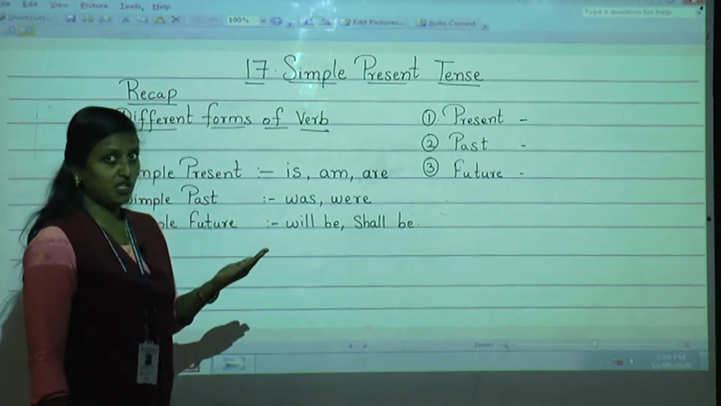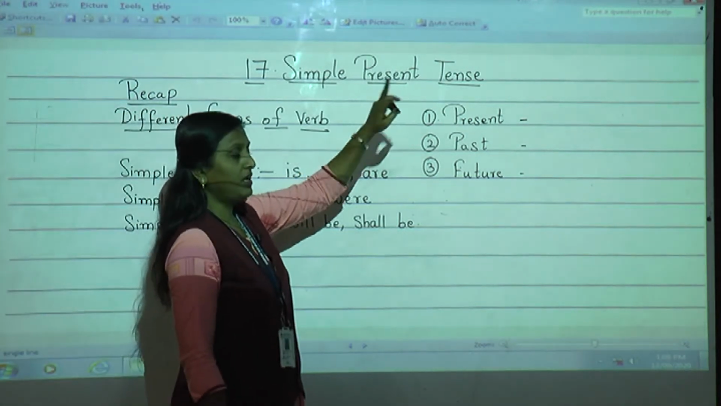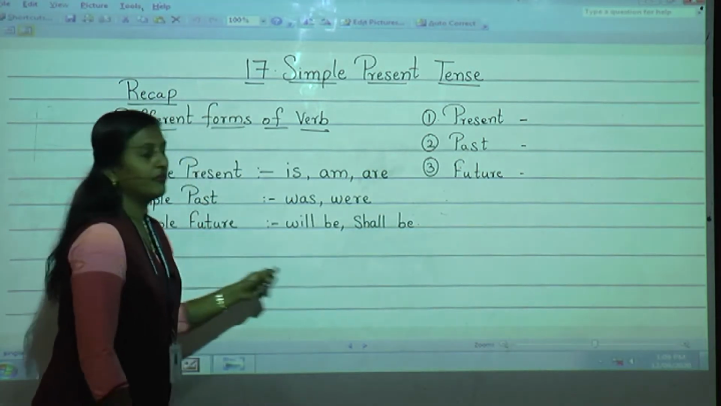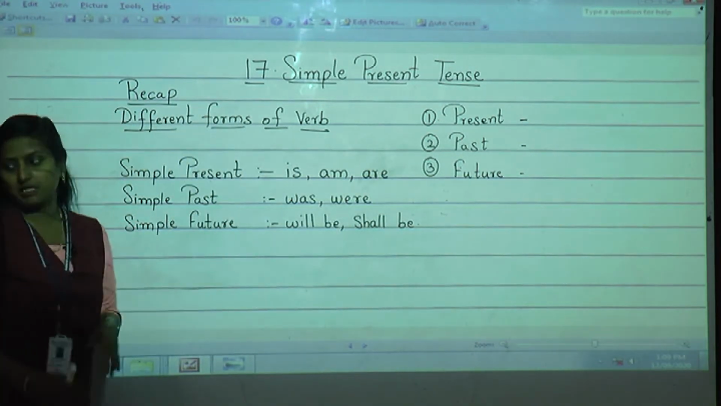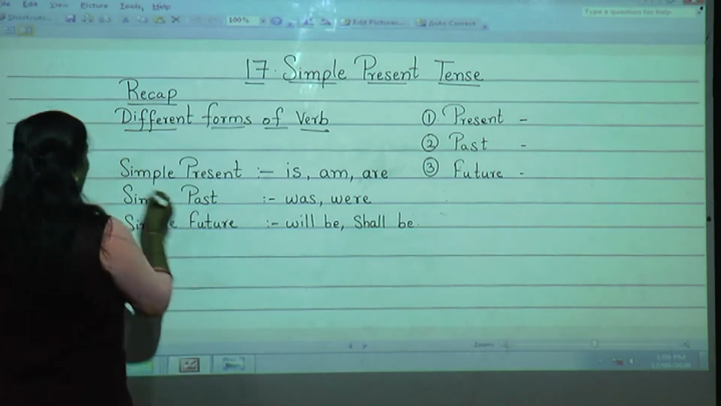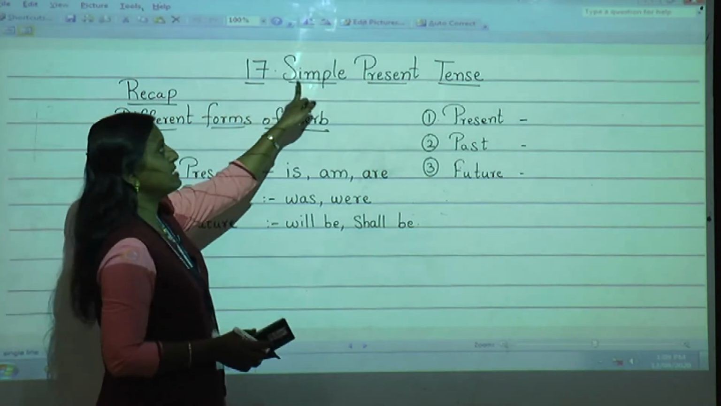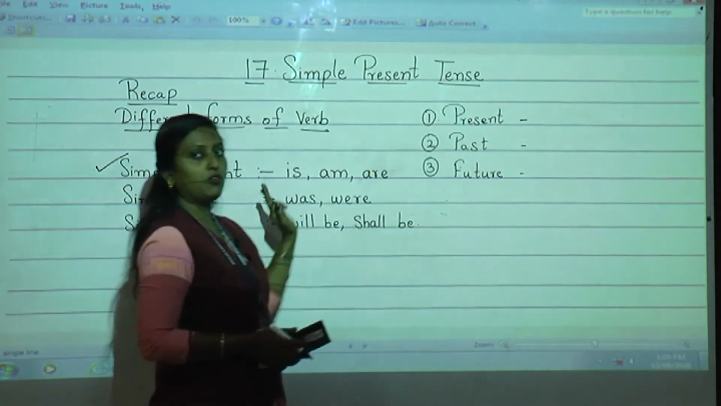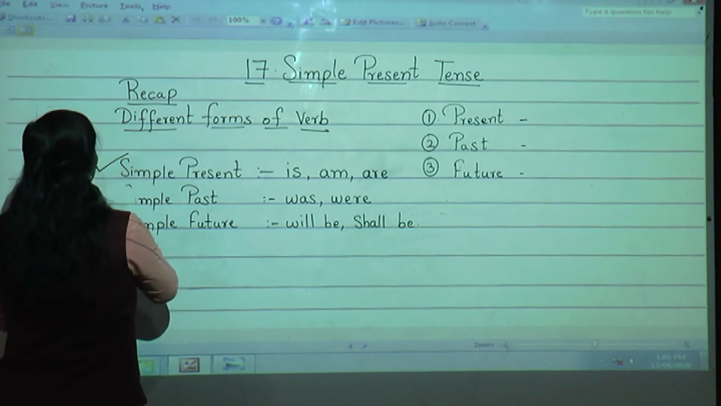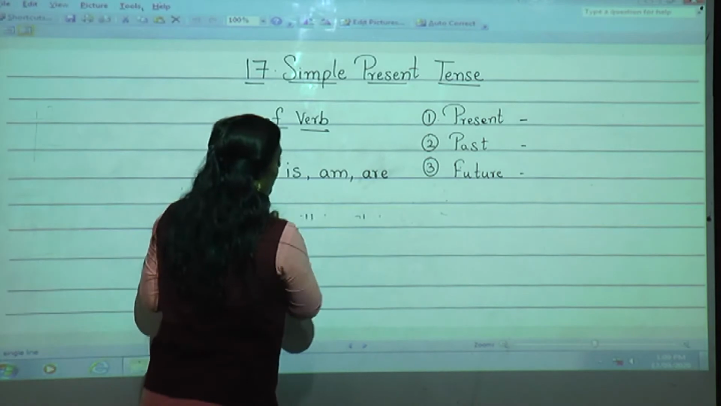So in the last session, that is lesson number 16, what we have learned, students? Yes, we have learned about simple present, past and future, and these were all the different forms of verb used for these three types of tense. So today what we are going to see? We are going to see lesson number 17, simple present tense. That was only an introduction in lesson number 16. In this lesson number 17, we are going to see in detail what is there in simple present tense.